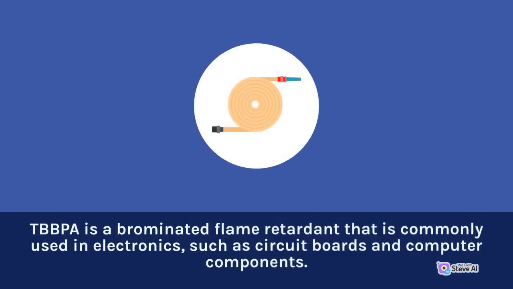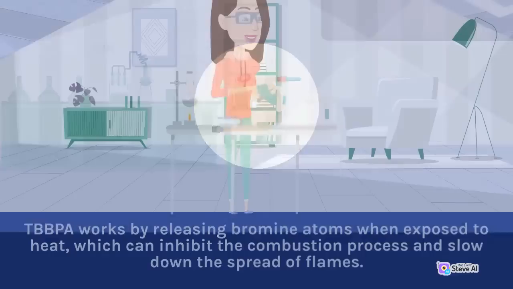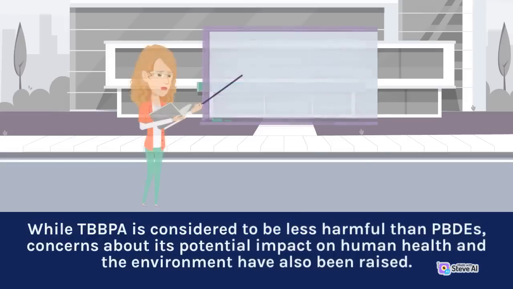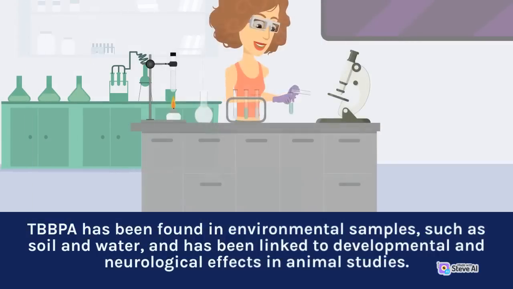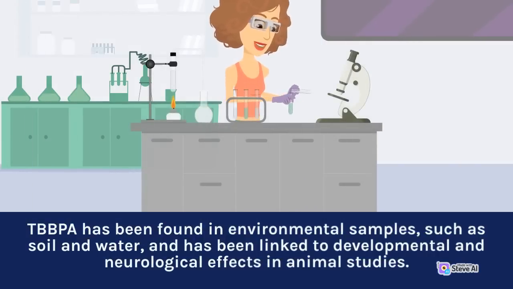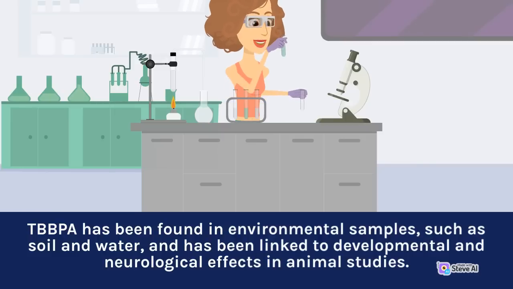TBBPA is a brominated flame retardant that is commonly used in electronics, such as circuit boards and computer components. TBBPA works by releasing bromine atoms when exposed to heat, which can inhibit the combustion process and slow down the spread of flames. While TBBPA is considered to be less harmful than PBDEs, concerns about its potential impact on human health and the environment have also been raised. TBBPA has been found in environmental samples, such as soil and water, and has been linked to developmental and neurological effects in animal studies.